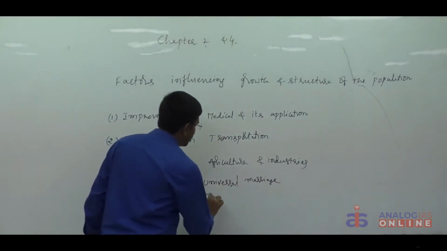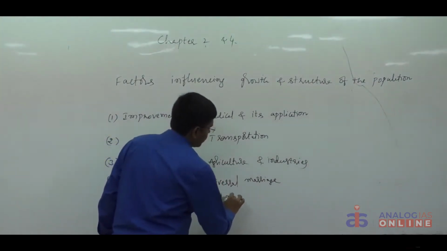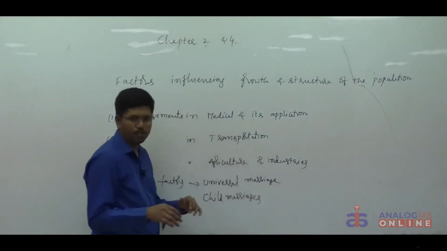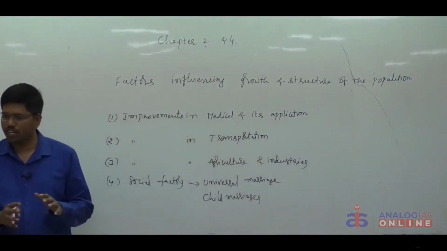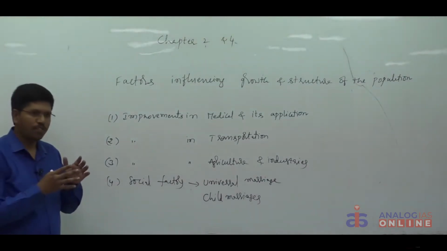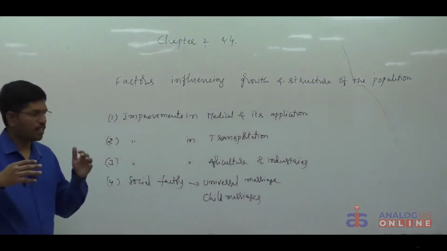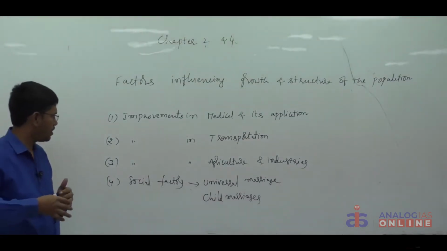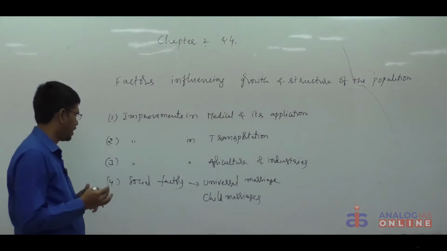And at the same time, child marriage. Because of child marriages, the females are pushed into active reproductive life at an earlier point of time. That's why their active reproductive span was increased. That's why the fertility, that means the ability of a female to produce children, was increased. That's why population size was increased.